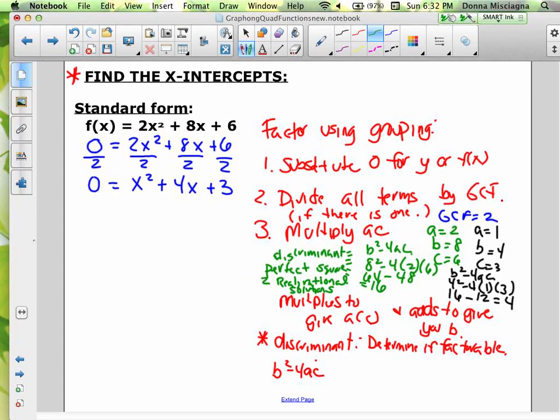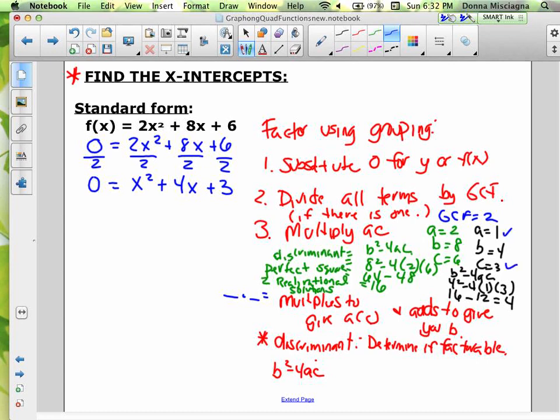For factoring, we have to multiply a times c, and we're looking for 2 numbers that multiply to give a times c and add to give you b. I'll put this over here to the side a little bit. So I have multiplies to give me, a is 1, because I'm going to use the reduced one.